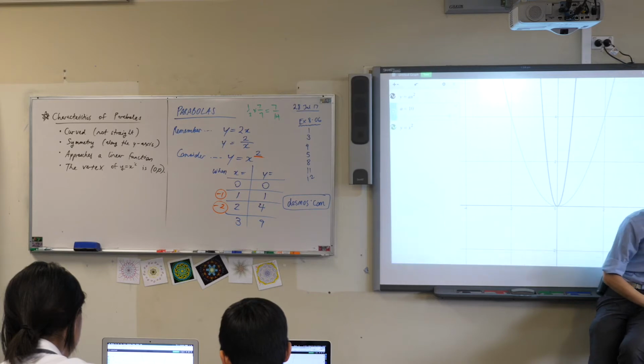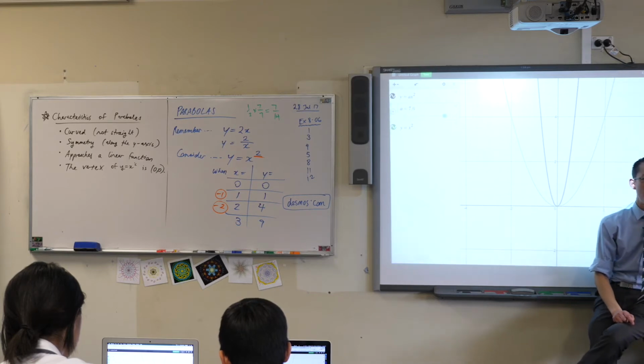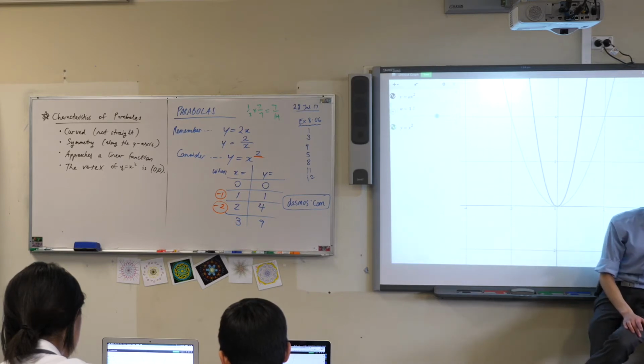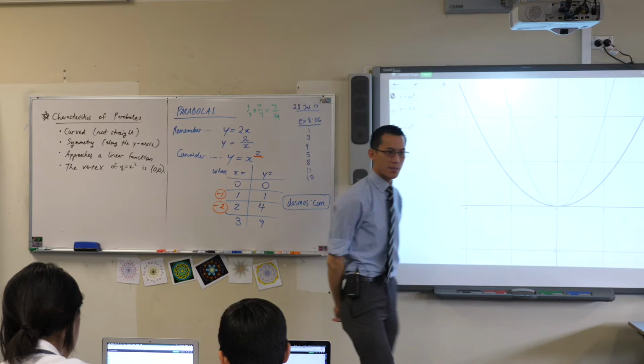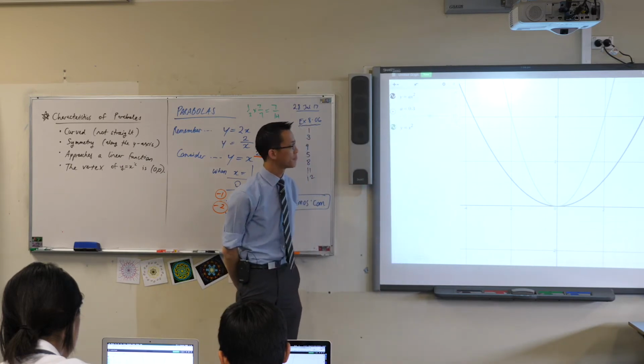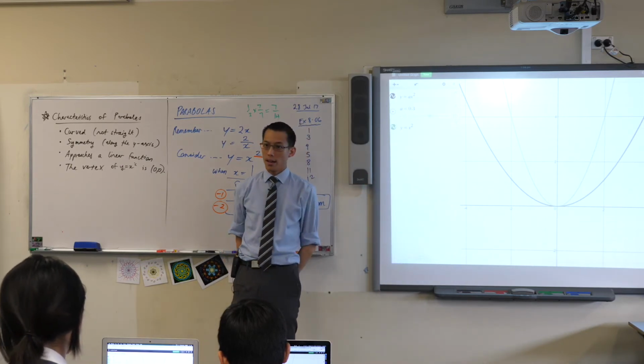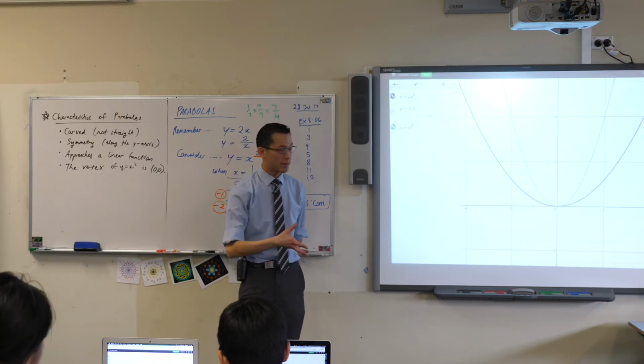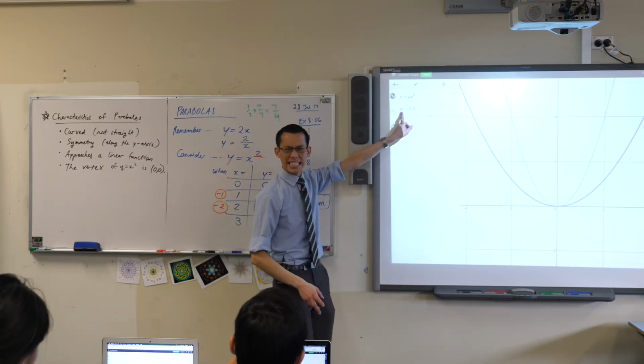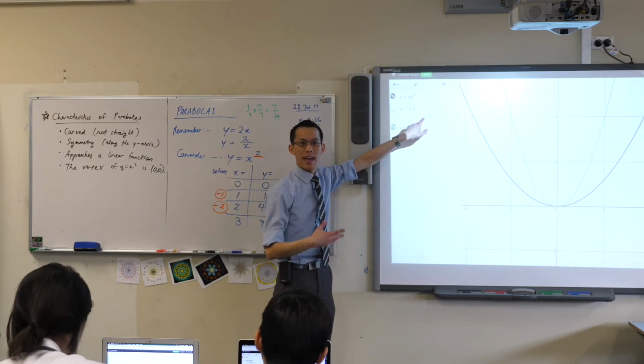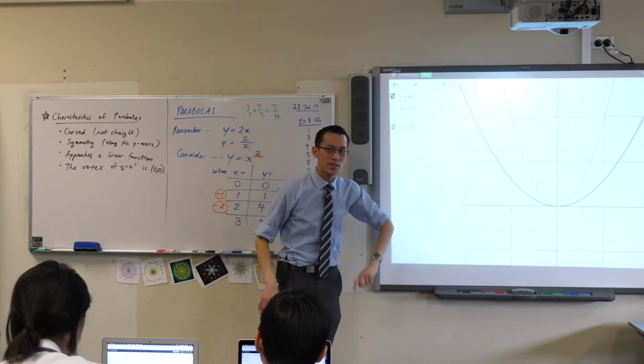Okay. Now, we made it narrower, but you guys noticed what happened if I go to about there. What does this mean? This is not y equals 3x squared. It's y equals 0.3 x squared. So how's it different now?